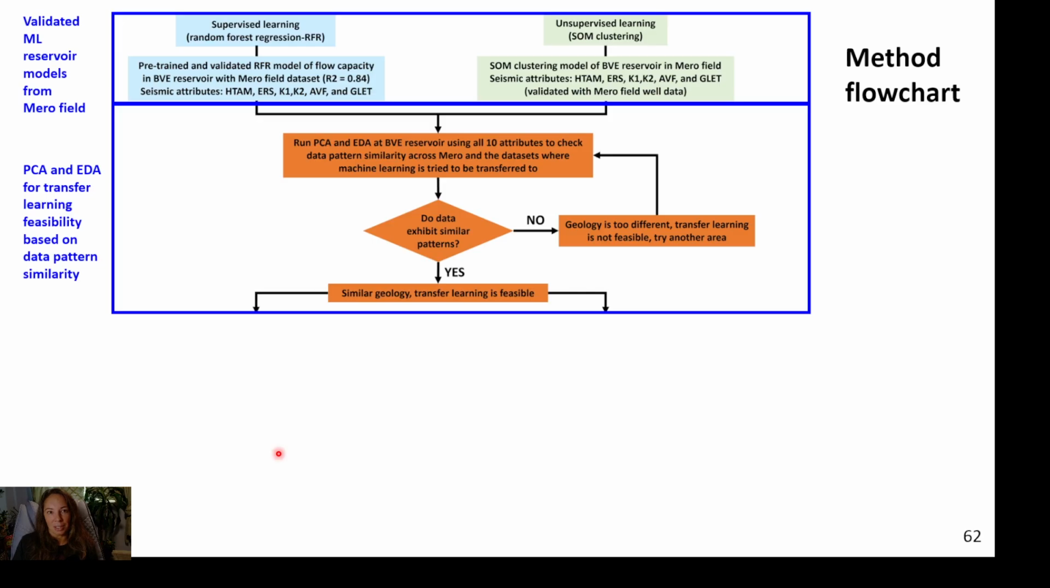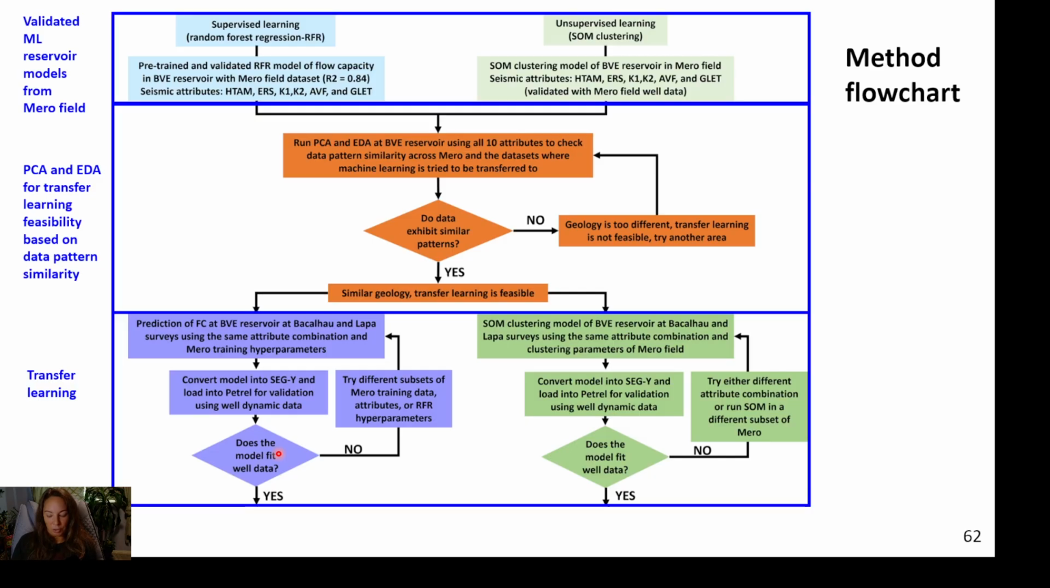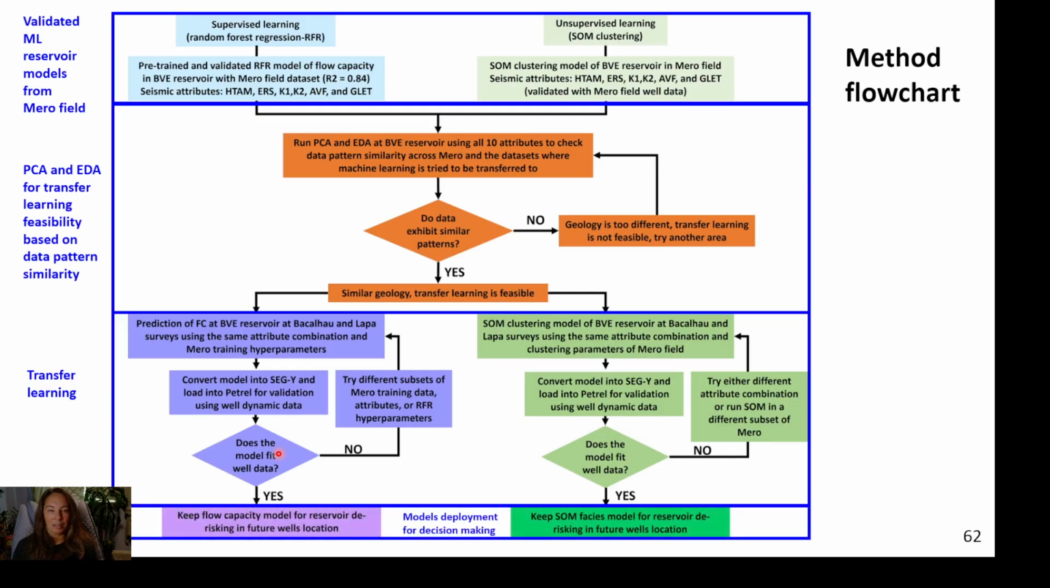The first thing that we always do with machine learning is we try to validate the reservoir models. So in this case, I had mentioned he had done unsupervised and supervised classification from SOM methods to random forest, and then used PCA, principal component analysis, to understand which attributes mattered, and some exploratory data analysis also for choosing which attributes to run in the new fields based on what he saw in Mero. And then that transfer learning is applied, and we've got some models which we can link to flow capacity.